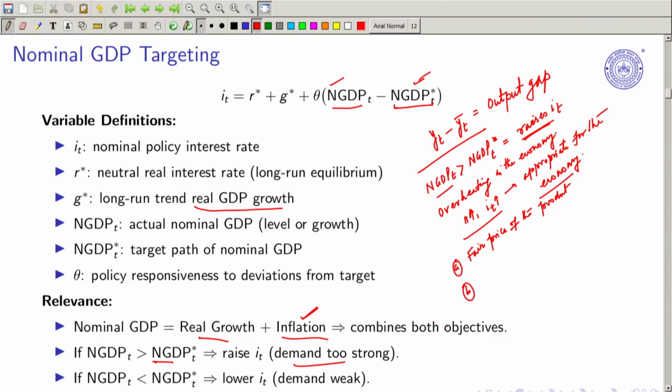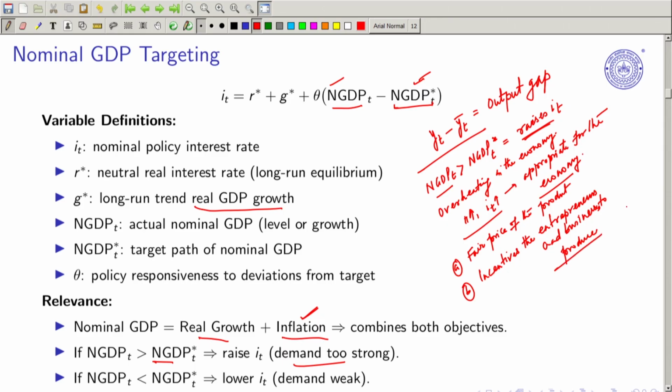My B is that it also incentivizes the entrepreneurs and businesses to produce.